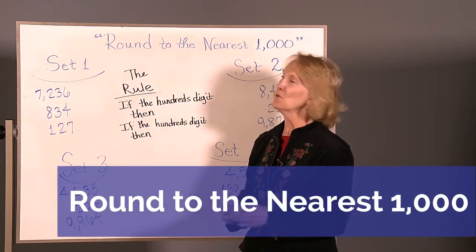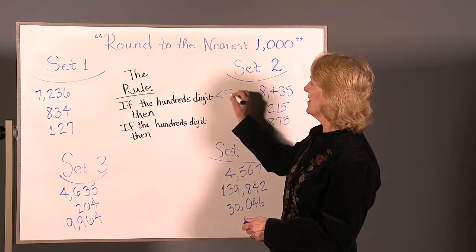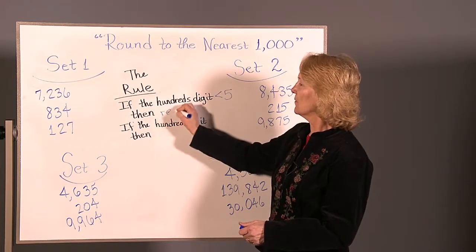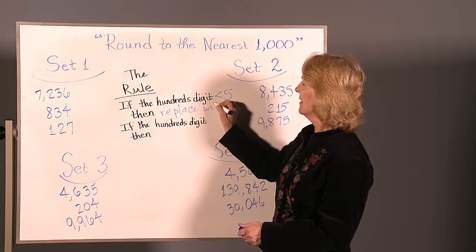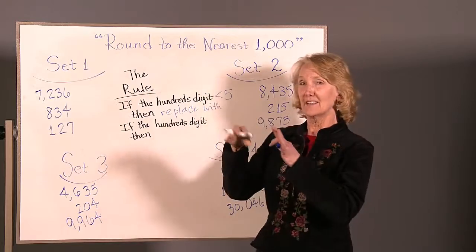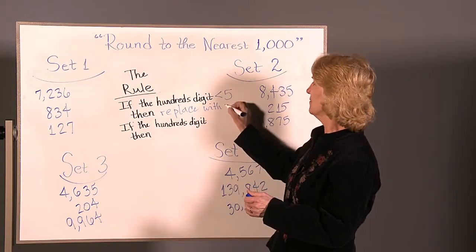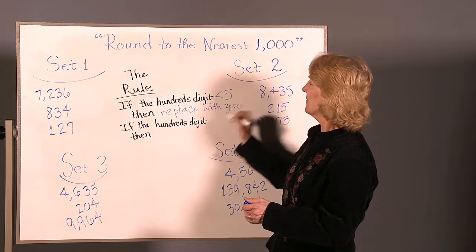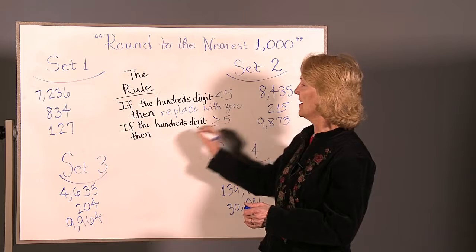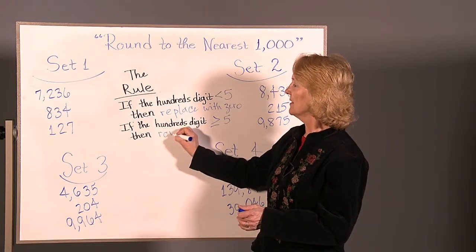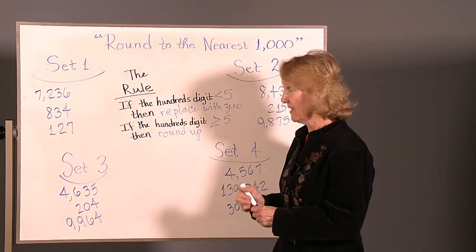The rule around the world is if the hundreds digit is less than 5, then replace it with a 0. And automatically the tens digit and the ones digit will get replaced with 0. If the hundreds digit is greater than or equal to a 5, then you round up to the next 1,000. Okay, let's take a look.